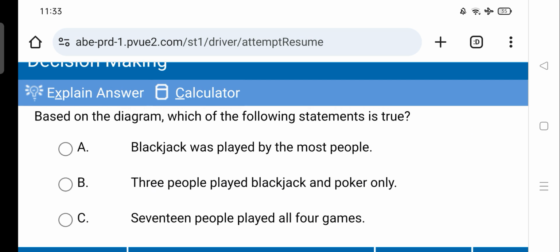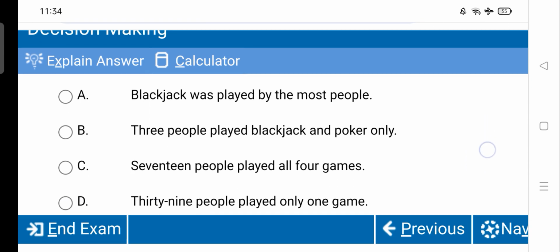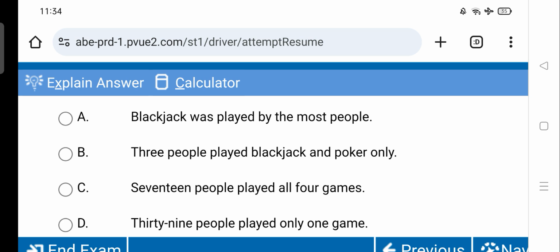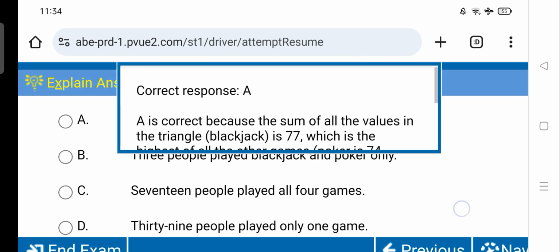Option A, blackjack was played by the most people. Option B, 3 people played blackjack and poker only. Option C, 17 people played all 4 games. Option D, 39 people played only one game. So the correct option is option A.